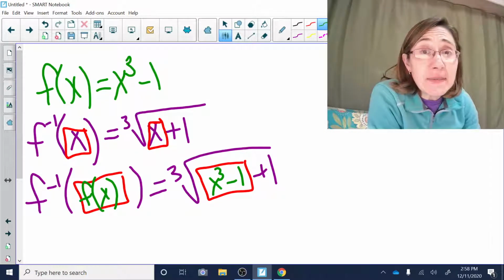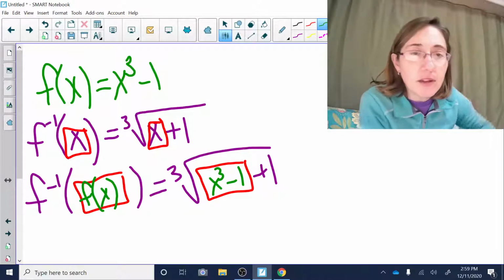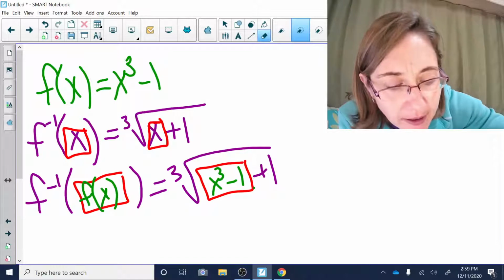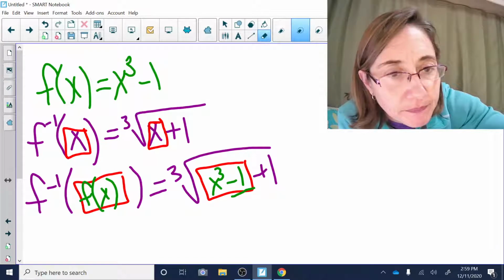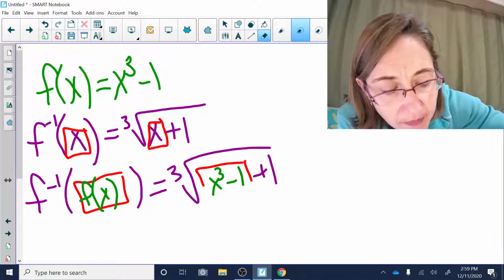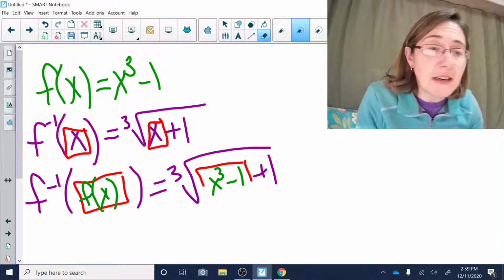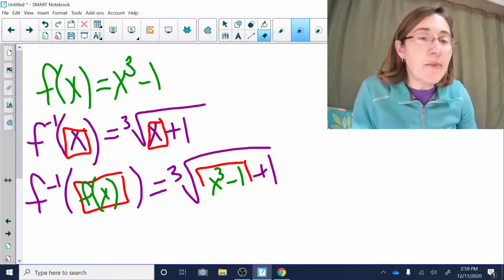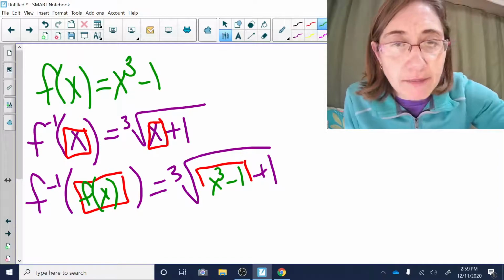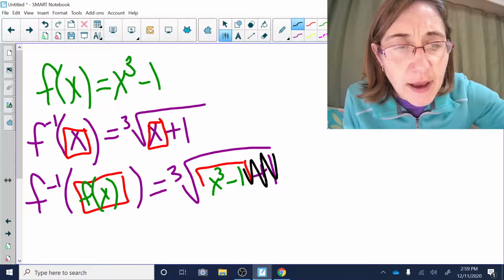Okay, so now I need to simplify the right side. So I don't need that red box anymore. Let's see if I can erase it. Oh, no. I don't think I'm a good enough eraser to erase it. So we're just going to leave it kind of there. So do you see the minus 1 plus 1? Okay, they're going to cancel each other out. So that goes away.